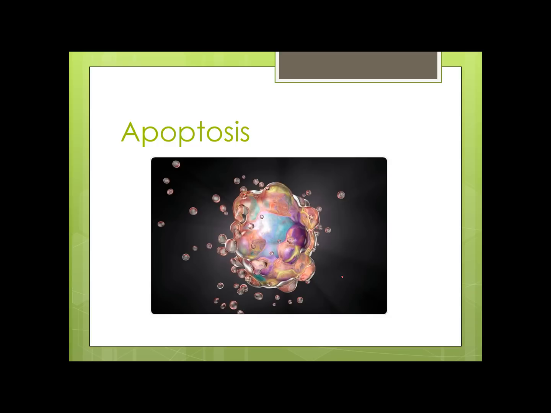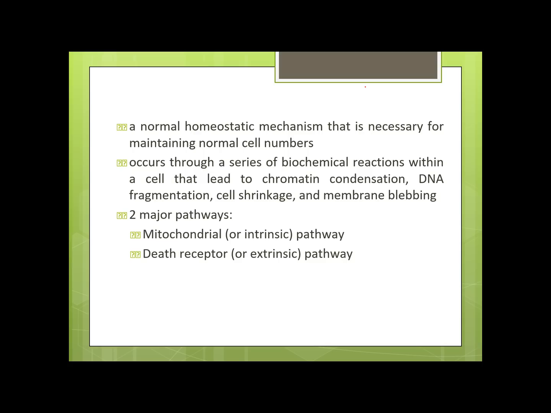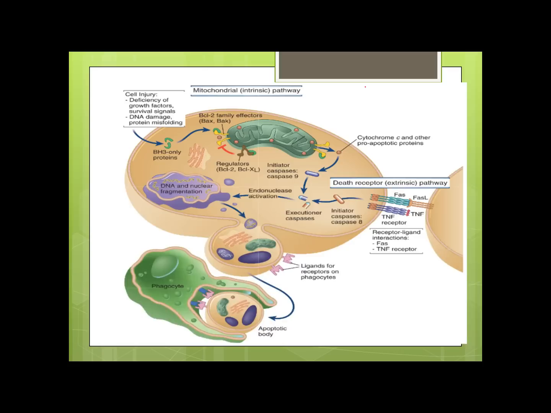Now let's go to the last topic class, yung tinatawag nating apoptosis, or in general term, the programmed cell death. So a normal homeostatic mechanism is necessary for maintaining normal cell number, class. So your body on its own would tend to kill cells, class, and that is for the purpose of balance or homeostasis. Now this would occur through a series of biochemical reactions within a cell that would lead to chromatin condensation, DNA fragmentation, cell shrinkage, and membrane blebbing. Now, there are two pathways: the mitochondrial or the intrinsic pathway, or the death receptor or the extrinsic pathway.